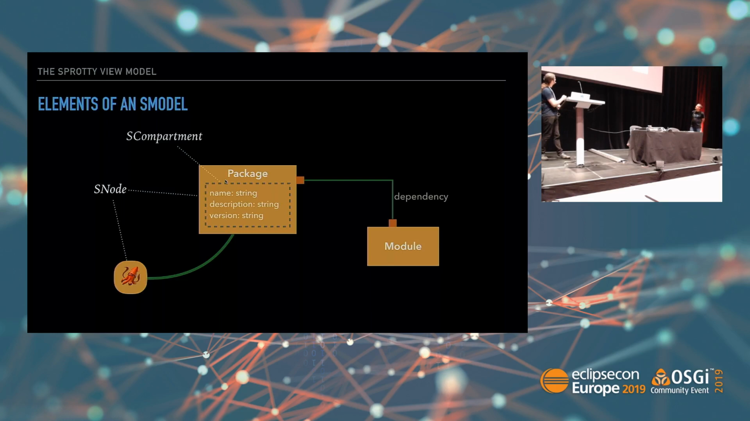Then here we find a compartment with some properties of this node. We call that an S compartment. Then there are S labels, like this package label and dependency label. And there are S edges, which are the connections between nodes. And S ports are connection points that constrain the edges to connect to certain points around the node.